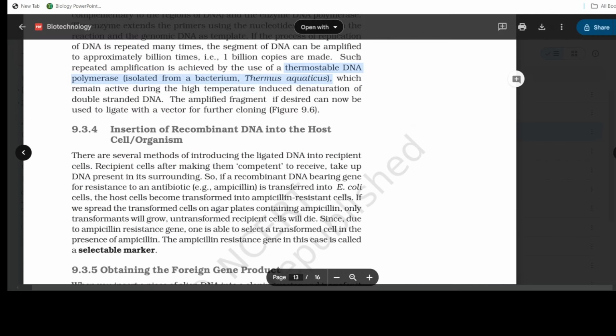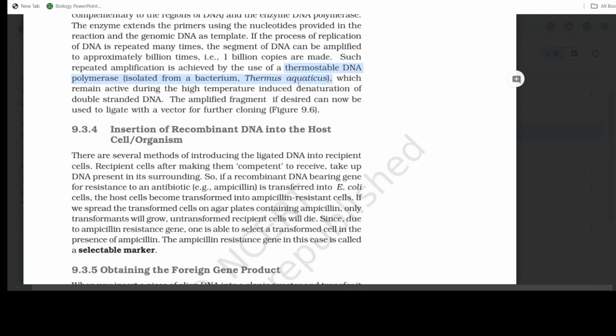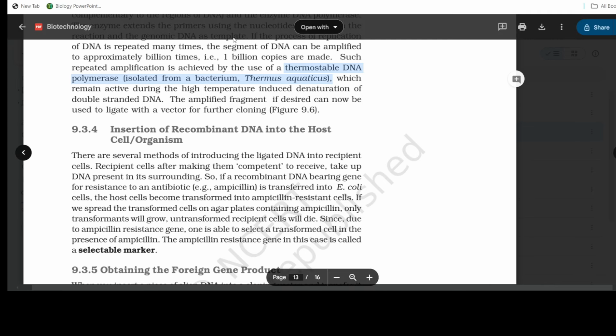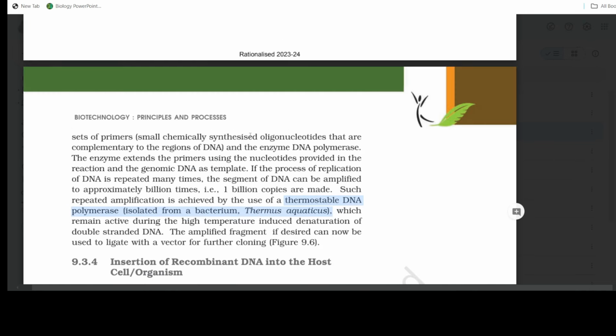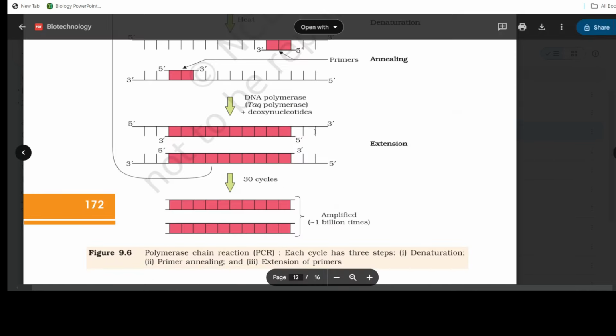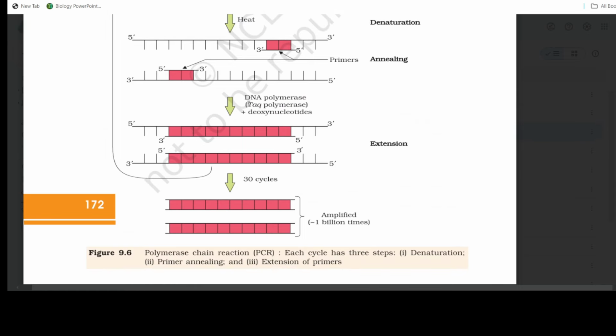Name the bacterium, and the thermostable DNA polymerase used there. Taq polymerase. And why do we use Taq polymerase? Why don't we use the other ones? Because this process is actually done under high temperature. So that's why we use Taq polymerase here.